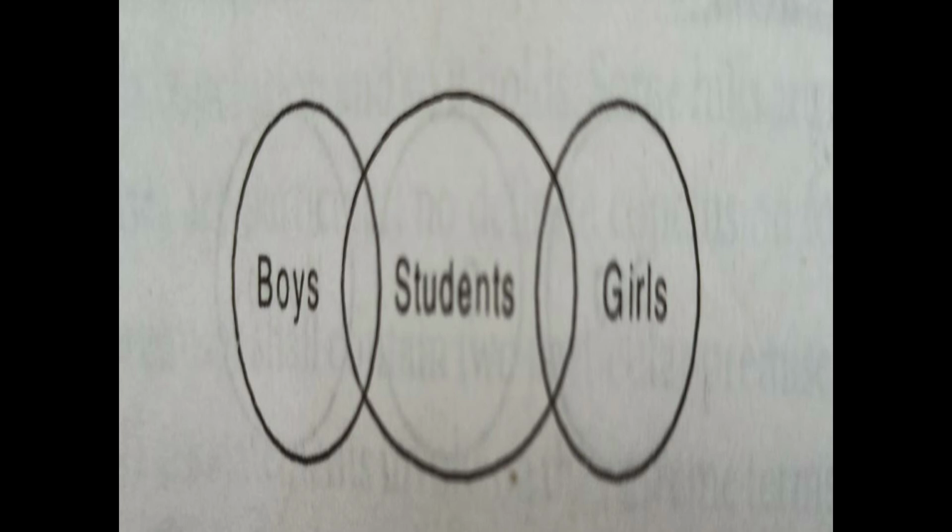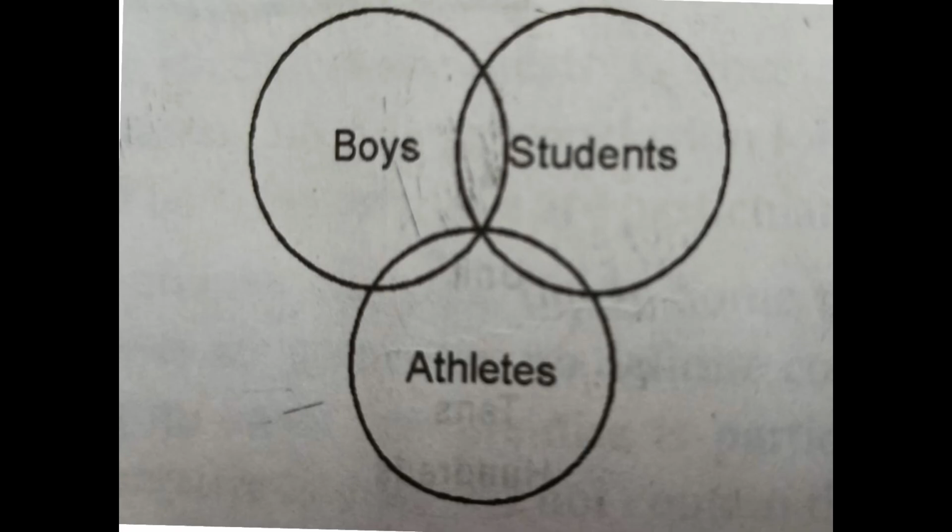Type 5, relationship between students, boys and girls. Two items are related to the third item to some extent but not completely, and the first two items are totally different. So the boys and girls are different items, while some boys may be students. Similarly, among the girls, some may be students. Hence the diagram will be like this.